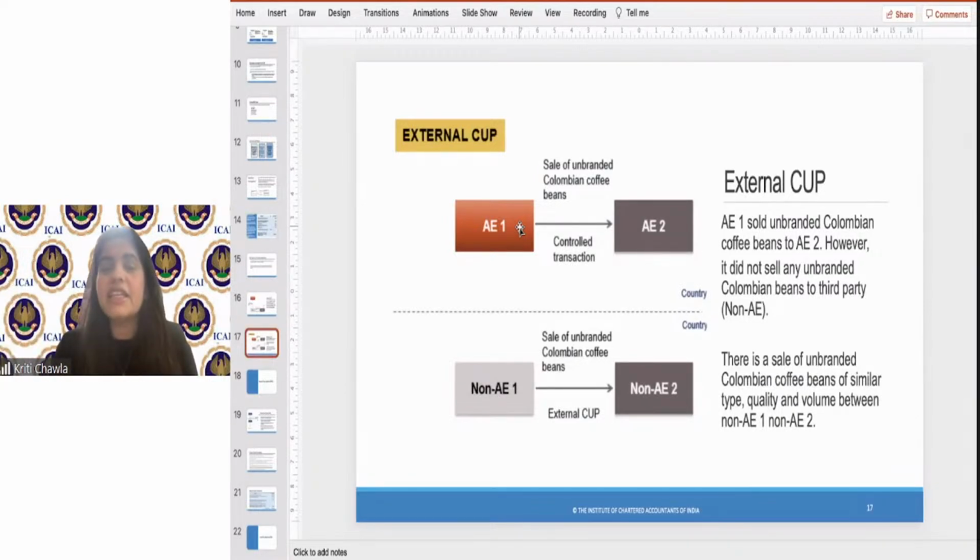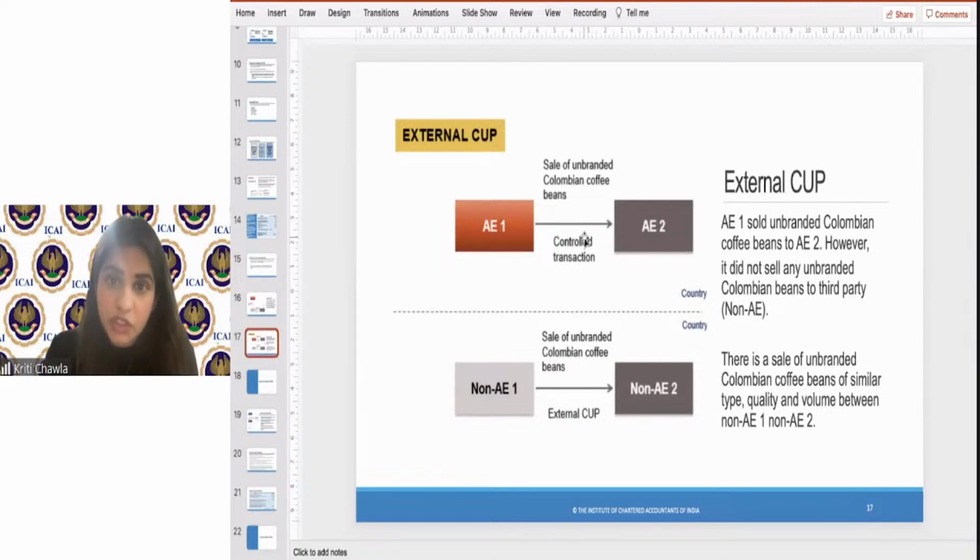When we see that there is a random party, non-AE, and it is not related to another party. These are two random parties in the same country, not related to each other and not related to us also. They are also selling the same unbranded Colombian coffee beans. So what we do is we look at the price at which they are selling unbranded Colombian coffee beans. And because the product is the same to us, we adopt this price as the price for our controlled transaction.